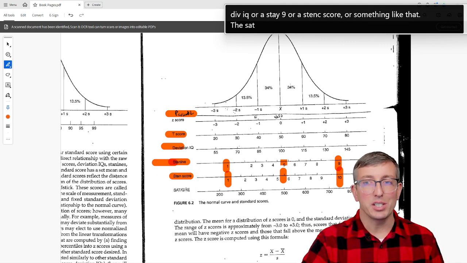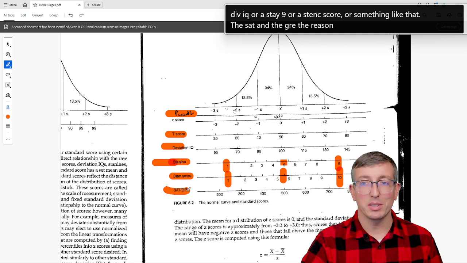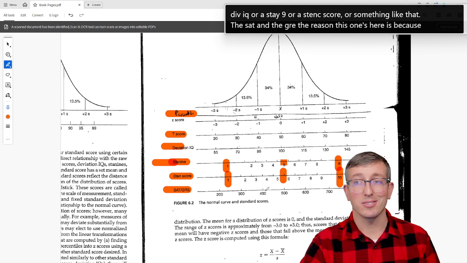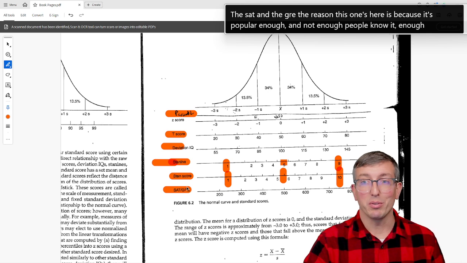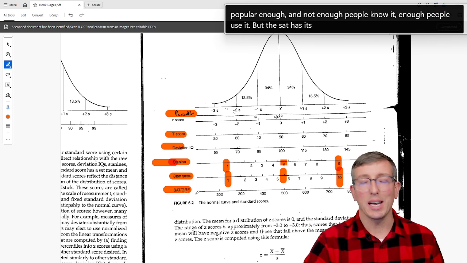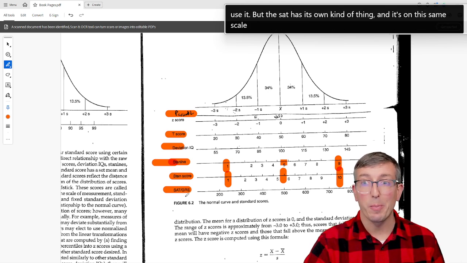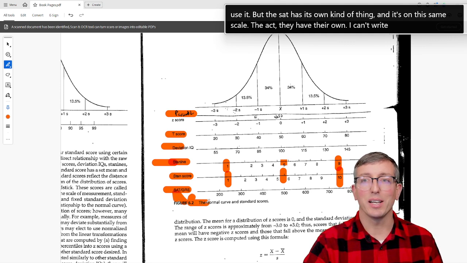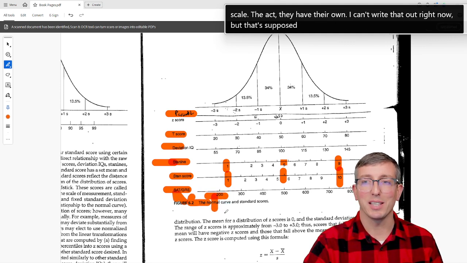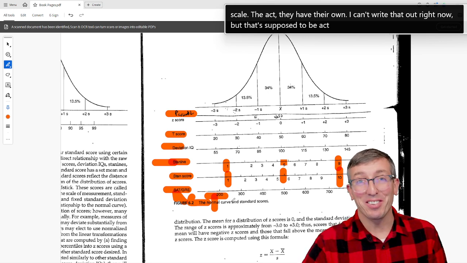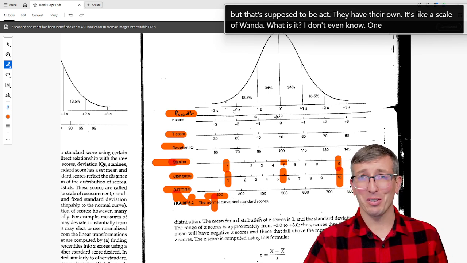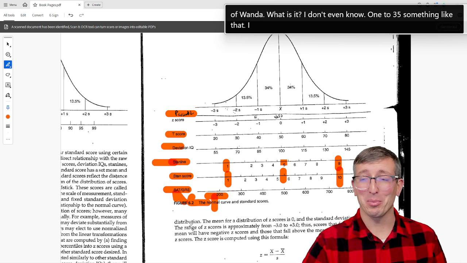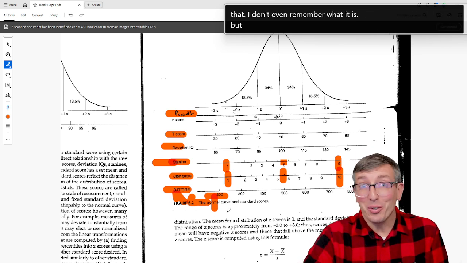The SAT and the GRE, the reason this one's here is because it's popular enough and enough people use it, but the SAT has its own kind of thing, and it's on this same scale. The ACT has its own. I can't write that out right now, but that's supposed to be ACT. It's a scale of 1 to, what is it? I don't even know, 1 to 35, something like that. I don't even remember what it is. But they have their own standard score.